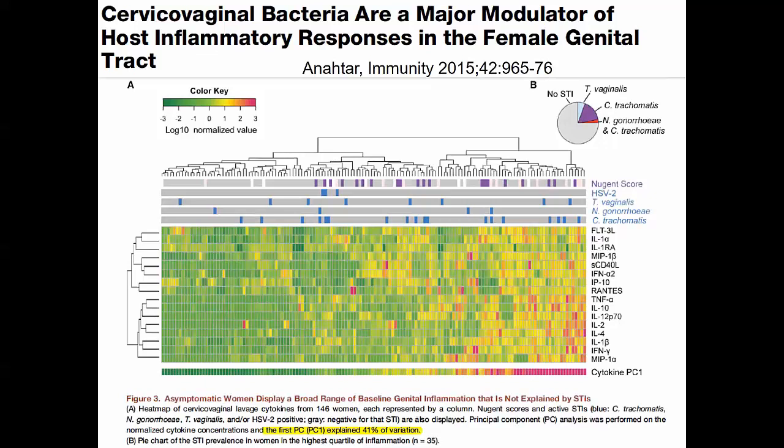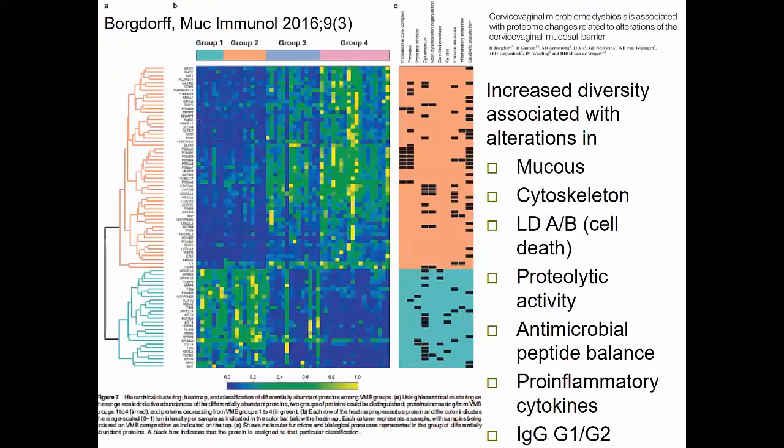What I think the point of this is to show you is that if you look at who's inflamed down here by these cytokine panels, they are mostly women who have disrupted vaginal bacteria as opposed to the traditional STIs. So that's a main message. So again, coming back around, why is BV itself a risk factor for HIV? Because you do have a disrupted inflammatory profile, and I think that's really important.